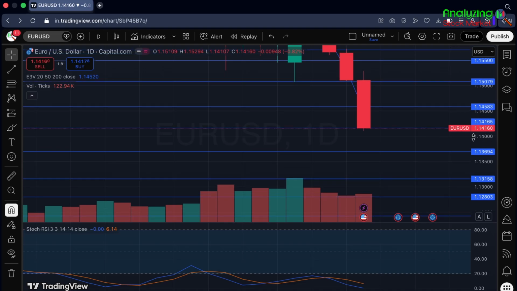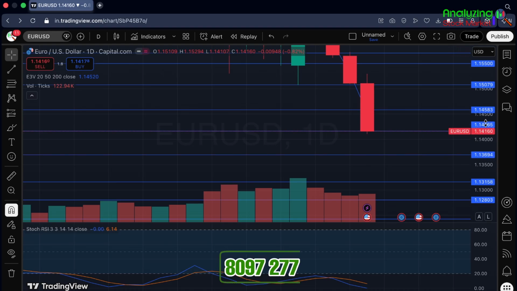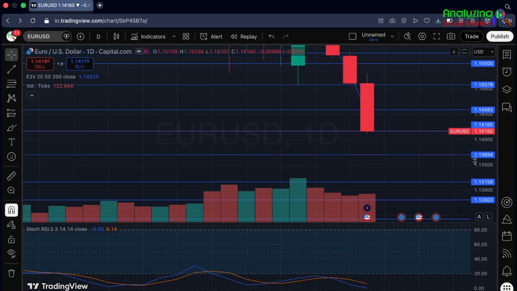This is a one-day chart. Currently, Euro USD has a closing of 1.14160. Here the direct support is 1.13694 and the direct resistance is 1.14165. After the direct support, there is a support of 1.13158 and then 1.12803. After the direct resistance, there is a resistance of 1.14583 and then 1.15079. Here the direct resistance is very close to the closing of the previous week, so we need to see if there is a big gap up or gap down opening.